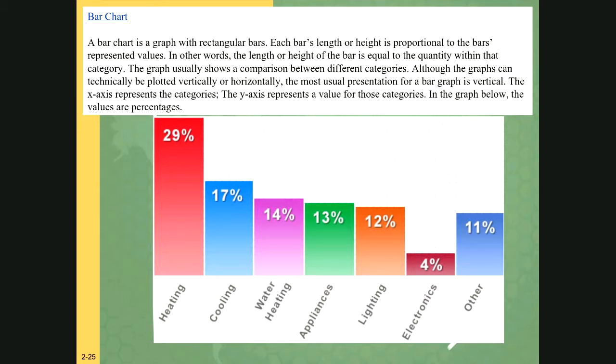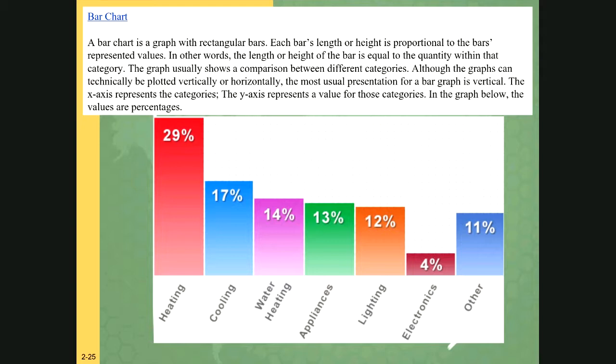Percentages are easier for your audience to understand as opposed to a raw number, because a raw number means nothing to them. And the graph usually shows a comparison between different categories. Although the graphs can technically be plotted vertically or horizontally, the most usual presentation for a bar graph is vertical. The x-axis represents the categories, the y-axis represents a value for those categories.